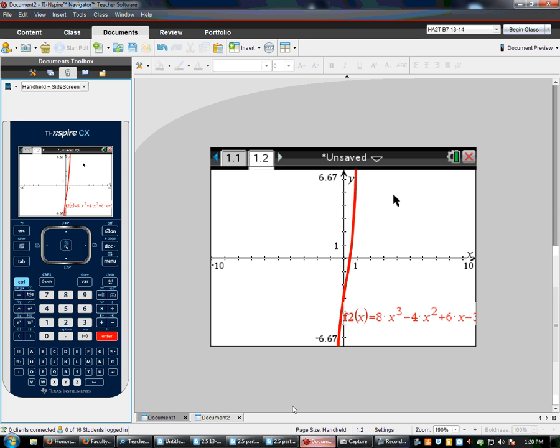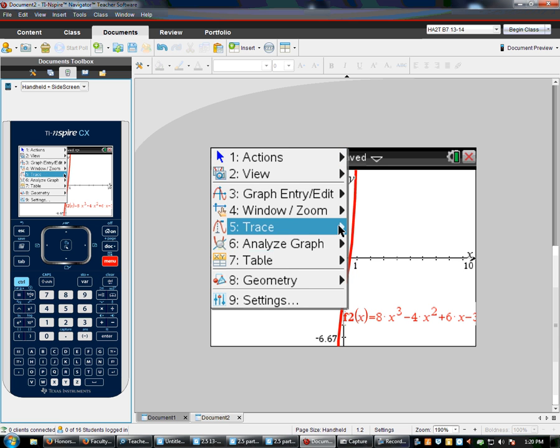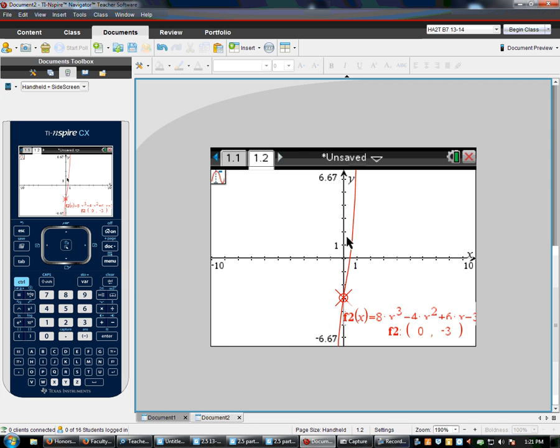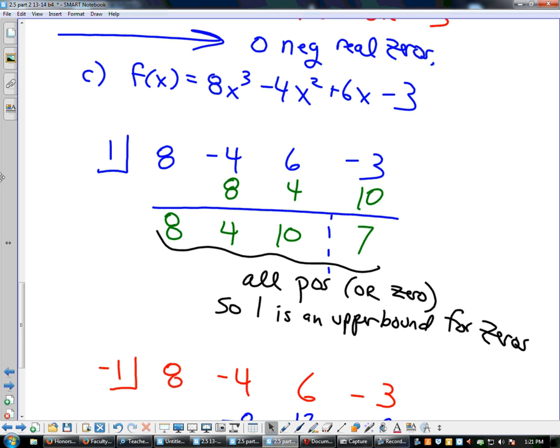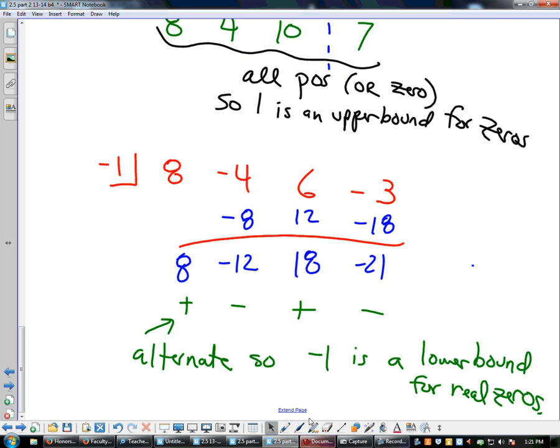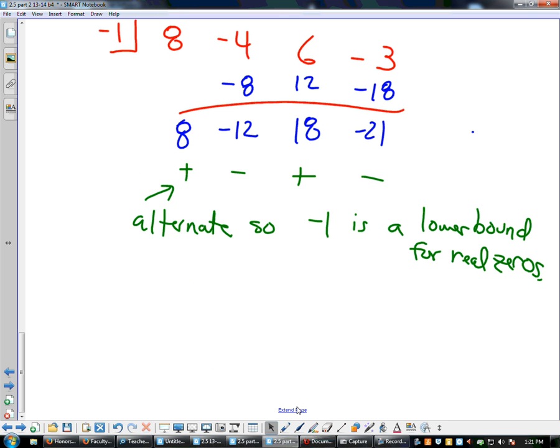Is there a rational zero? Well, let's try 1/2. Menu, trace, graph trace. If I try 1/2 or 0.5, sure enough, that is a zero, 0.5. All right, and we're supposed to find all the real zeros. So at this point with this problem, I would ask you to put 1/2 in the box.